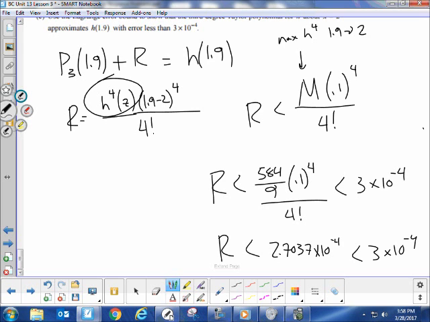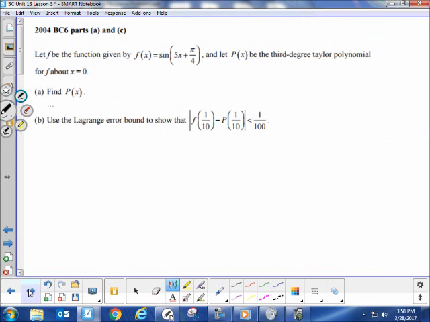Okay, so boom, let's do another one. Let f be the function given by f of x equals sine of 5x plus pi over 4. Let p be the third degree Taylor polynomial for f about x equals 0. Find p of x, and use Lagrange error bound to show that f of 1/10 minus p of 1/10 is less than 1/100. And this is r, of course. Okay, so p of x, third degree Taylor polynomial for f about x equals 0.